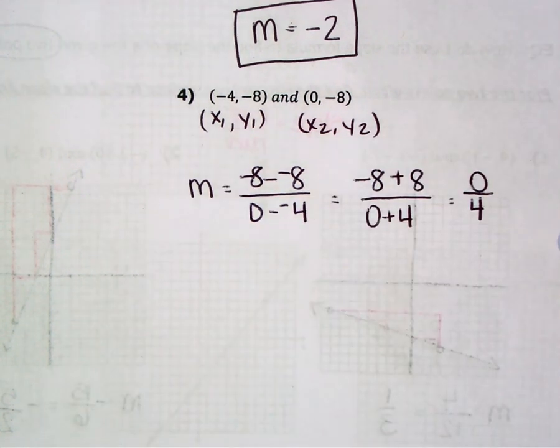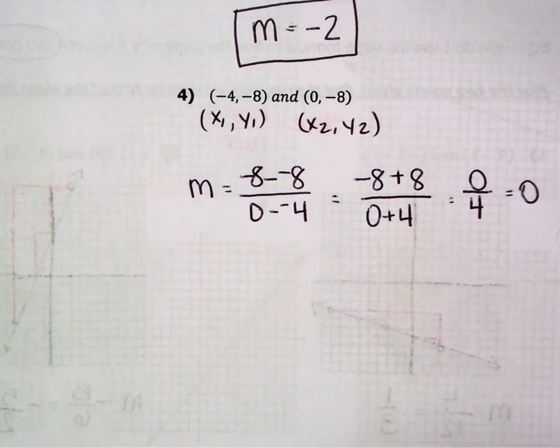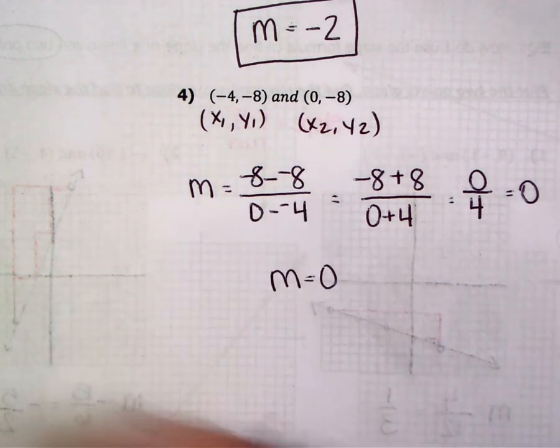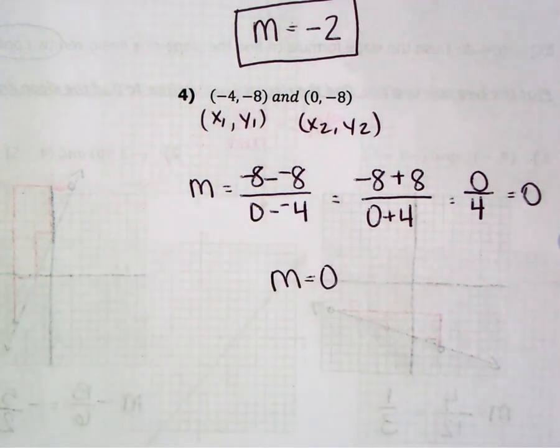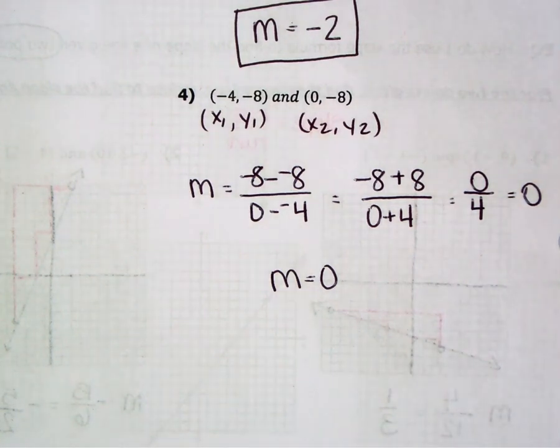4. All right, so if I have 0 cookies and 4 friends, do I have cookies to share? Not really. I can't divide it among us. We all just get 0. So 0 divided by 4 is 0. So your slope is 0. If your slope is 0, is that a vertical line or a horizontal line? Horizontal.